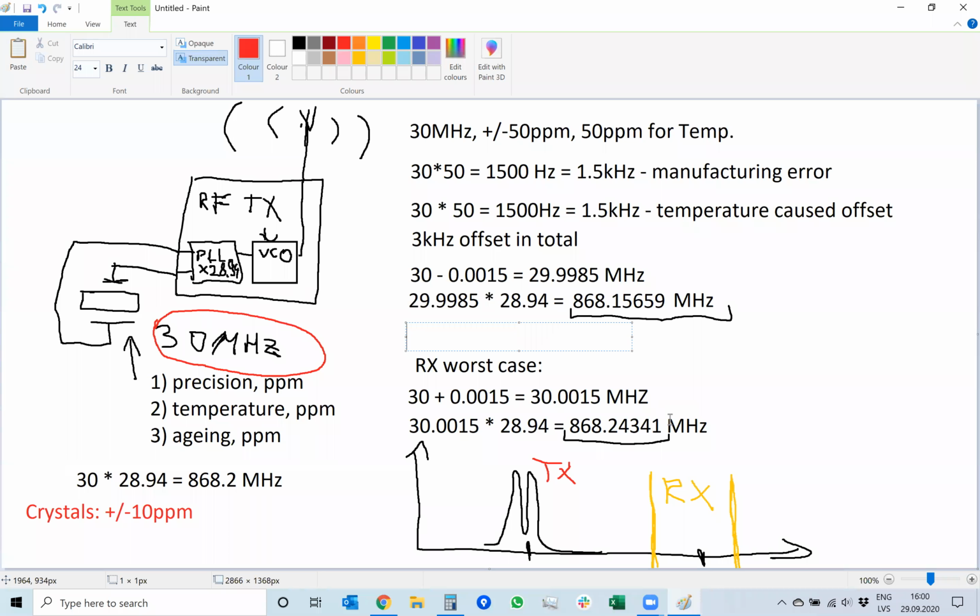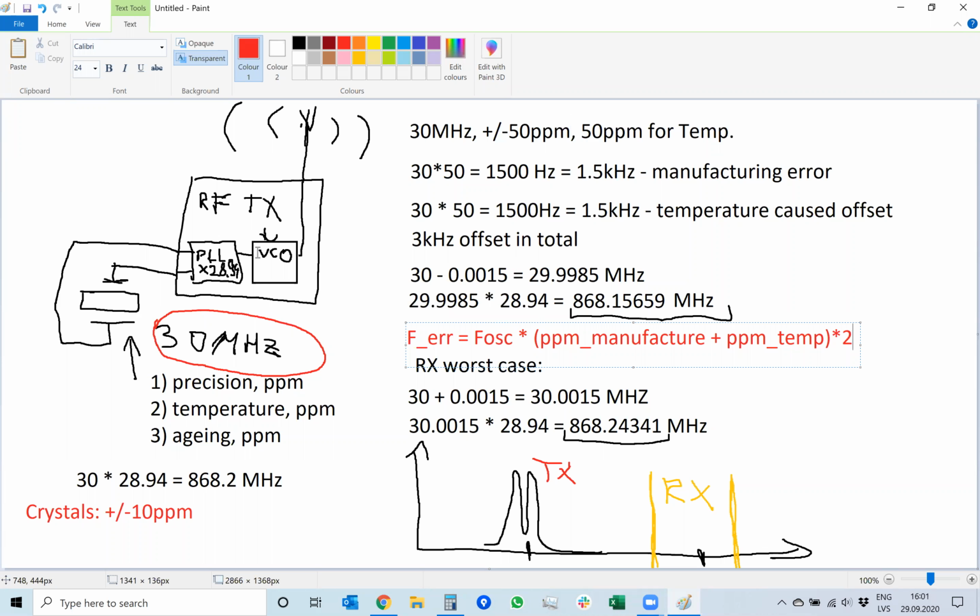worst case frequency deviation. For example, frequency error is crystal's frequency, I'll call frequency of oscillator, multiplied by ppm of manufacturing plus ppm of temperature, and multiplied by 2 because one crystal can be manufactured at minus 50 ppm and temperature effect can make it become minus 50 ppm.